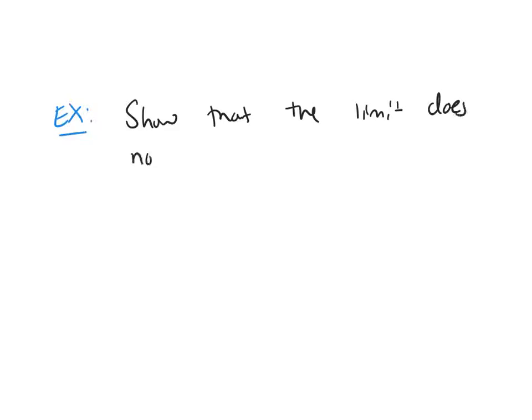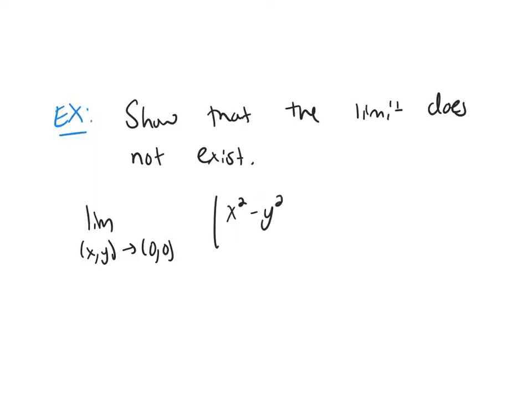So let's look at another example involving limits. Let's say I want us to show that the limit does not exist. And the limit will be the limit as (x, y) goes to (0, 0) of (x squared minus y squared) over (x squared plus y squared), all squared.